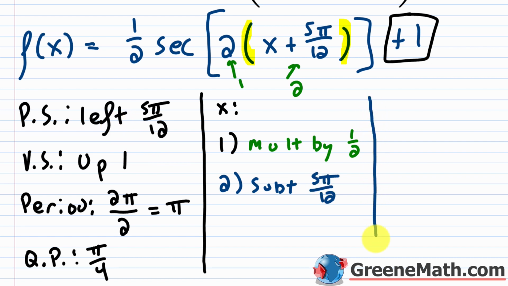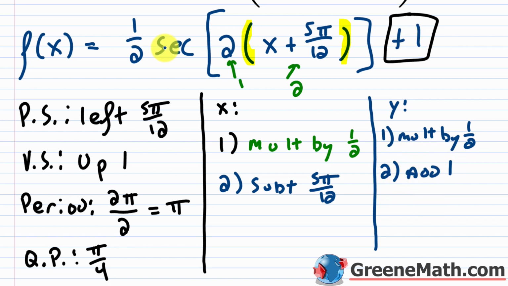Then when you think about the transformations for y, these are the ones that are very straightforward. You have this 1/2 here that's multiplying this guy. So the first thing is you would just follow that. So multiply by 1/2. And the second thing is you're adding 1. So you're going to add 1. Again, this is straightforward. It follows the order of operations. You multiply before you add.